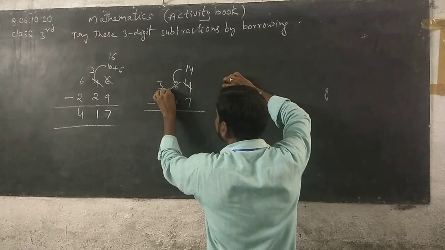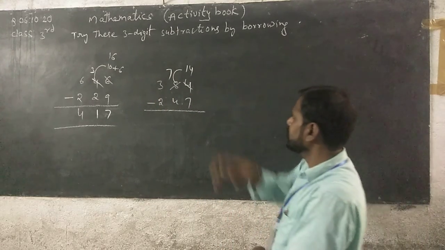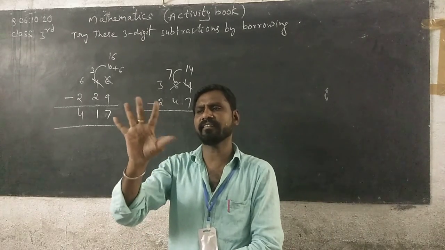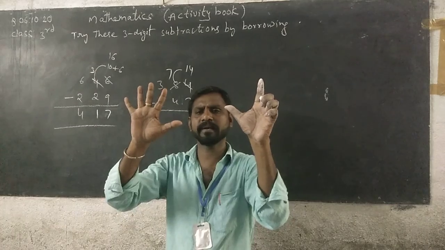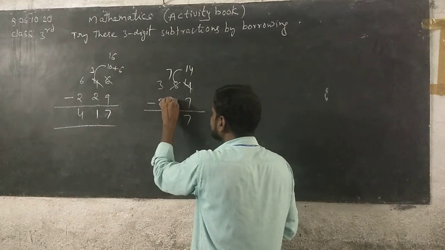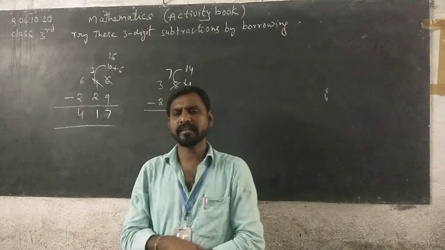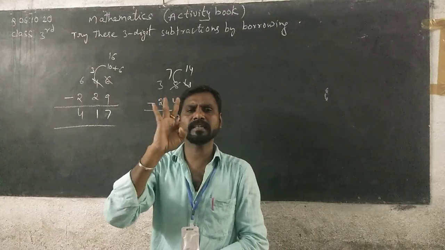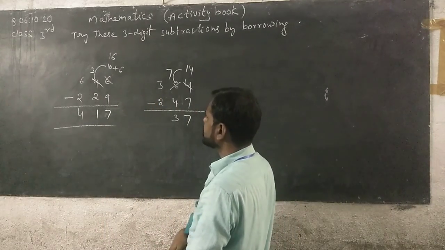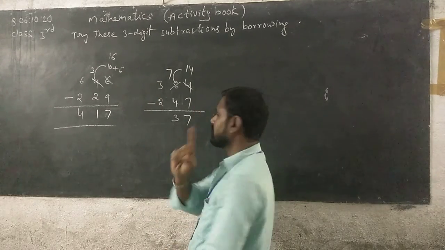So 8, it gave away 1. So 8 minus 1, 7. See here, 14 minus 7. You can count 7 after 8, 9, 10, 11, 12, 13, 14. What do we get? 7. Write it down under the ones place. Next, we subtract the digits in the tens place. 7 minus 4. You can count 4 after 5, 6, 7. What do we get? 3. Write it down under the tens place. Next, we subtract the digits in the hundreds place. 3 minus 2. You can count 2 after 3. Only 1.